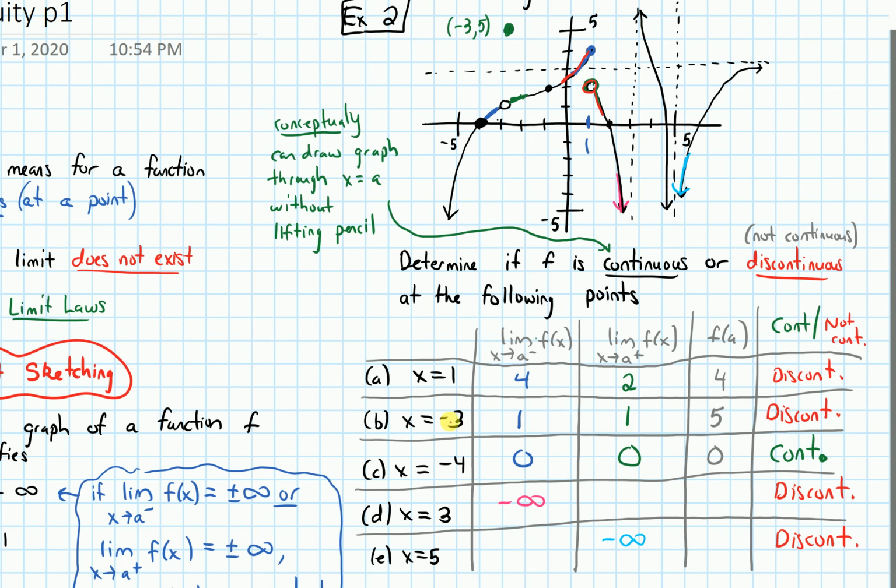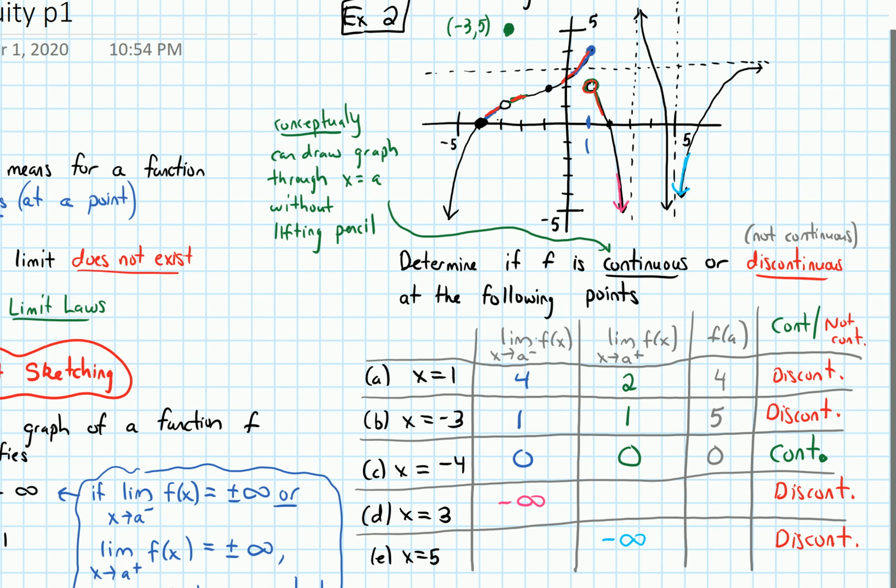Like at -3, when we draw it on one side of -3, I have to lift my pencil to now go to the other side of the hole. That matches this sort of conceptual definition. So I want you to understand this, both conceptually, without lifting the pencil, and also this technical way in terms of limits and what f of a is, and all three of these need to be the same because that's the original definition, and I want that to make sense.